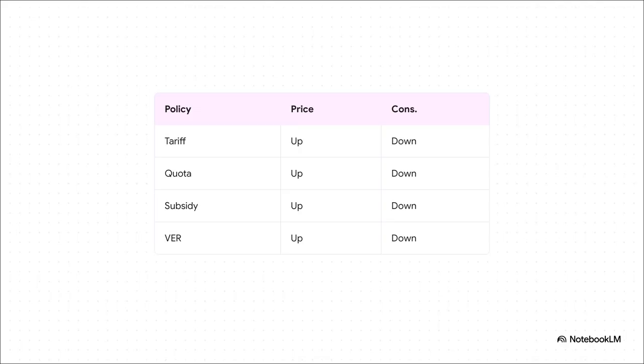And when we synthesize all these policies into one view, a really startling trend emerges. Look at this. Whether a government uses tariffs, import quotas, export subsidies, or voluntary export restraints, the domestic result is universally the exact same. Domestic prices increase and domestic consumption decreases every single time. The government is essentially forcing domestic consumers to foot the bill in order to protect domestic producers.